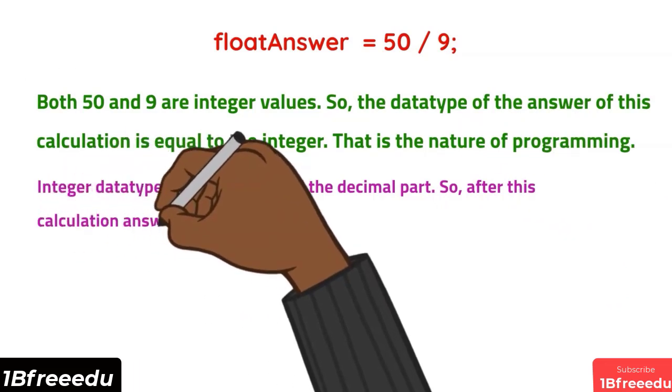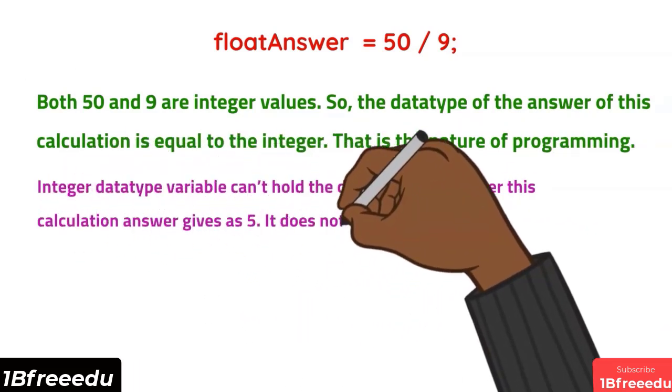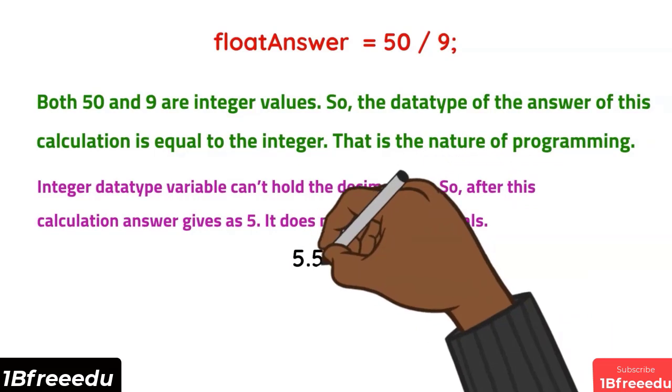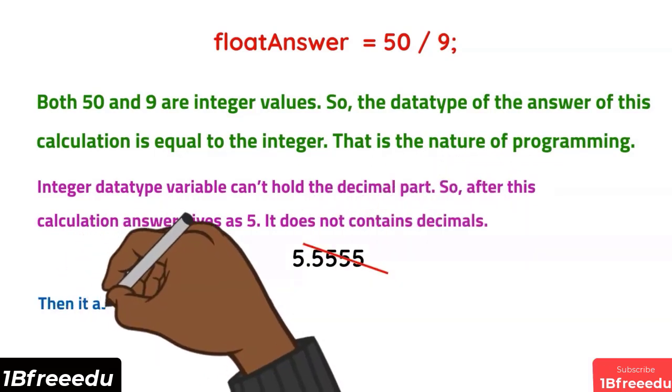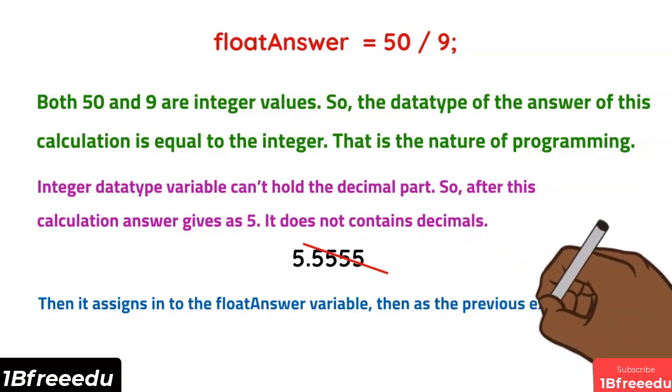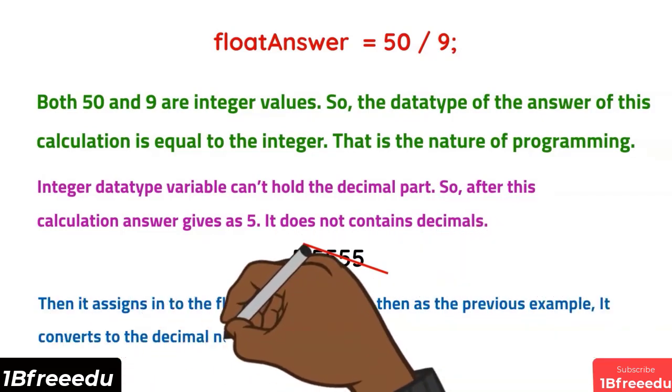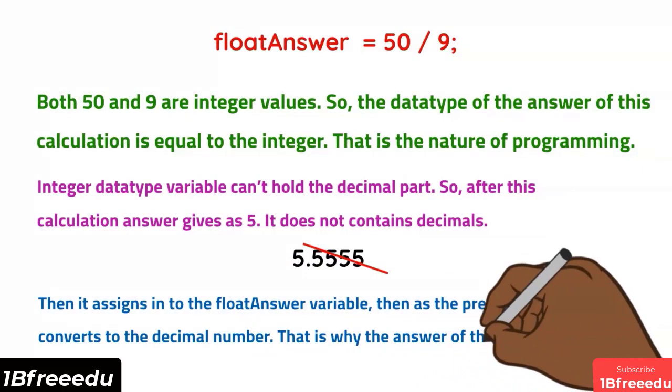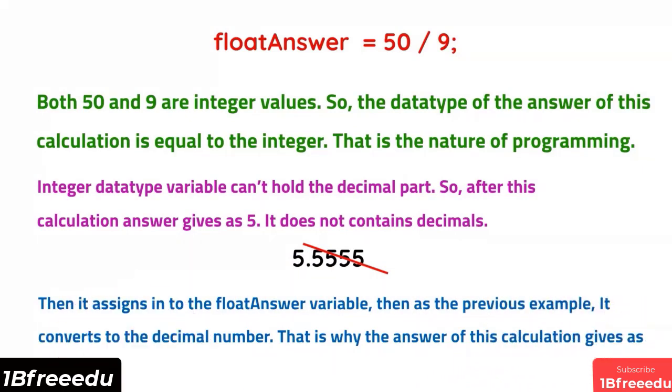So, after this calculation, the answer is given as 5. It does not contain decimals. Then it is assigned to the float answer variable. Then, as in the previous example, it converts to a decimal number. That is why the answer of this calculation prints as 5.0.